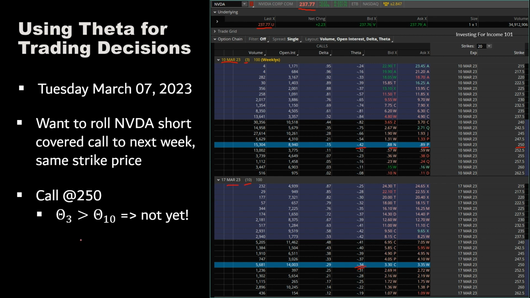So as I said, theta of the option expiring in 3 days was bigger than theta of the option expiring in 10 days, so I decided not to roll the option.